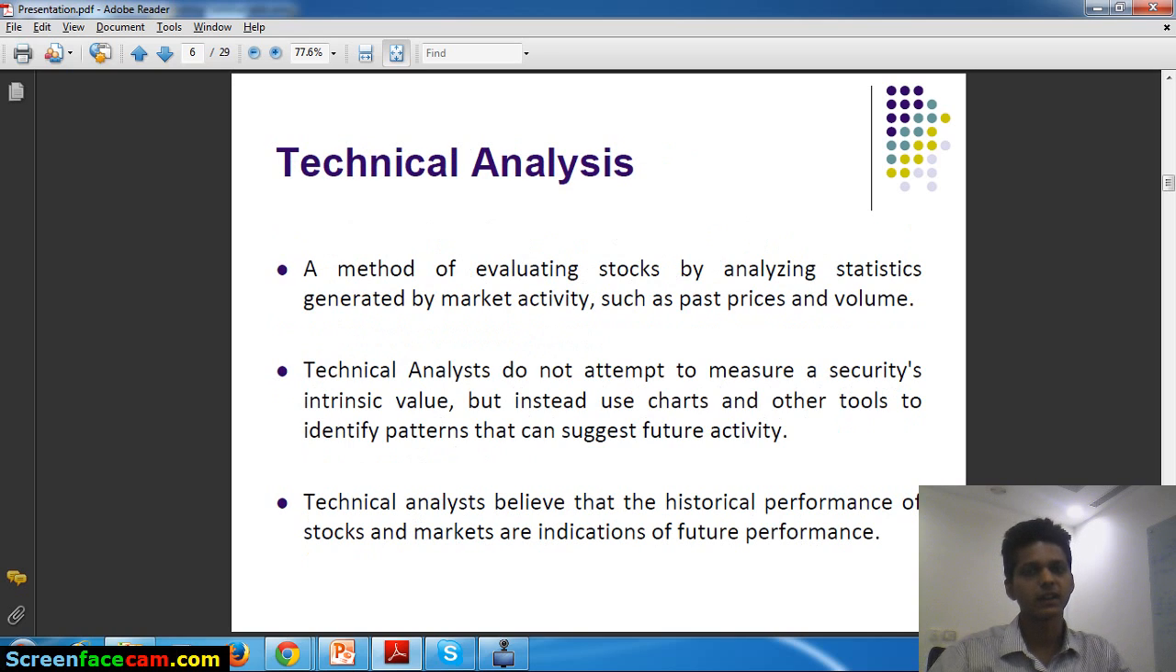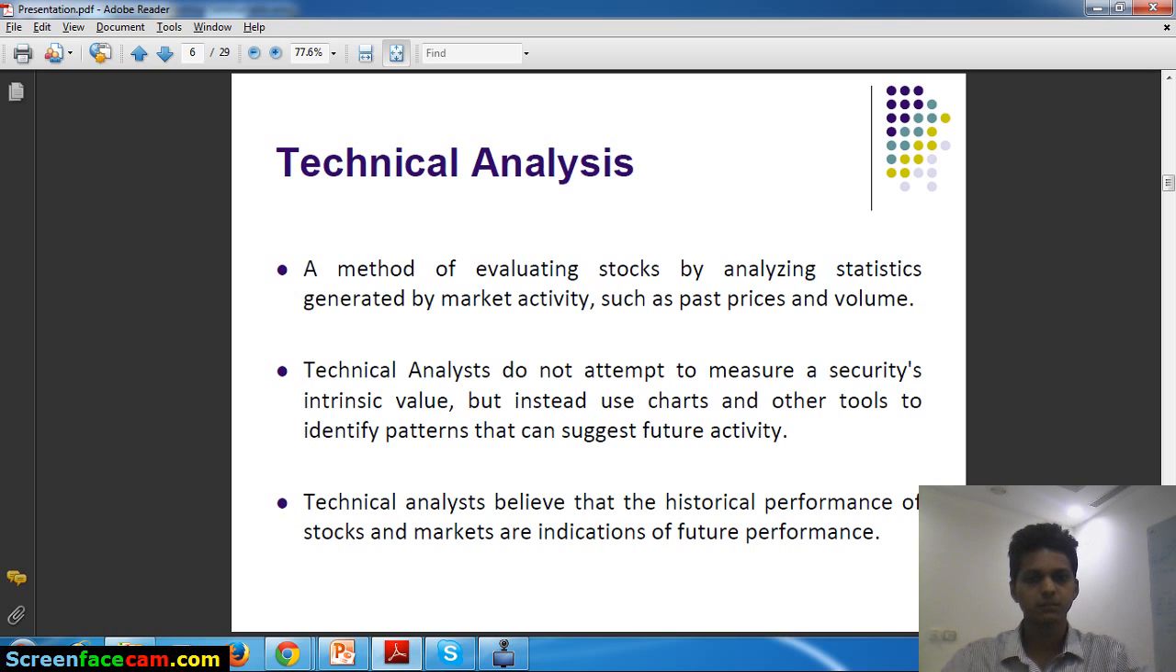Next, moving on to technical analysis. It is a method that focuses on the technical aspects of a particular stock. So when we're talking about technical aspects, they could be analyzing statistics that are generated by market activity, such as past prices and volumes. They could also refer to identifying patterns using certain charts and tools that are used by technical analysts.